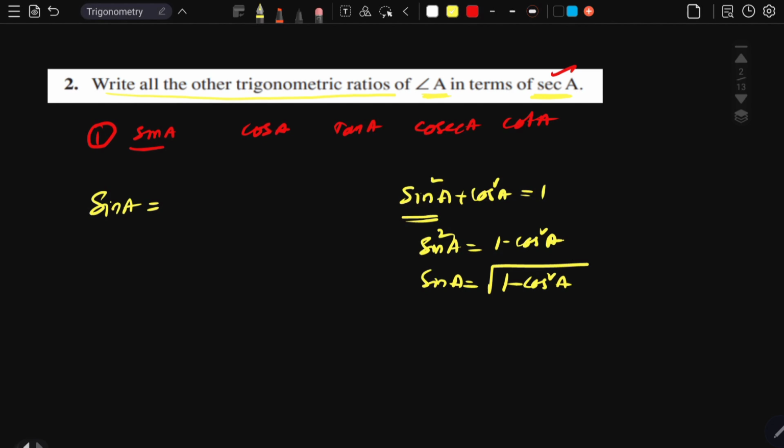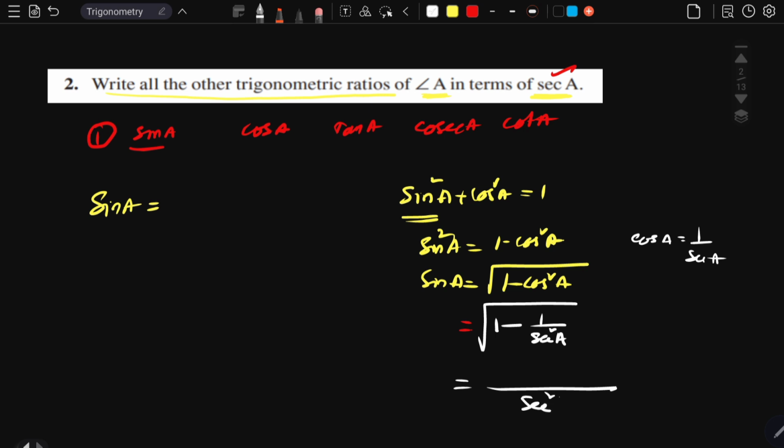Then write the cos in terms of secant. Cos is the reciprocal of secant, so cos A is equal to 1 by secant A. By replacing, cos square I am writing as 1 by secant square A, in a root. That can be simplified by taking LCM: secant square A in the denominator, so in the numerator secant square A minus 1.